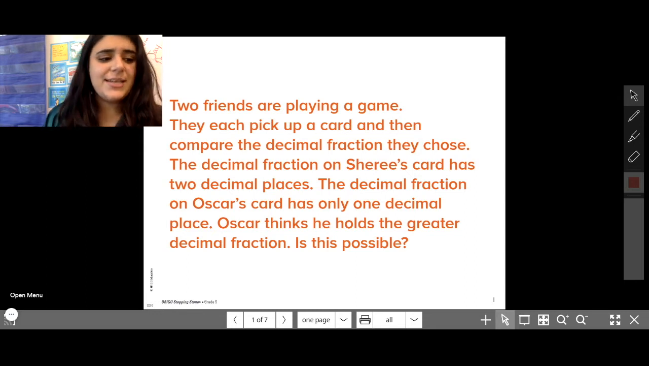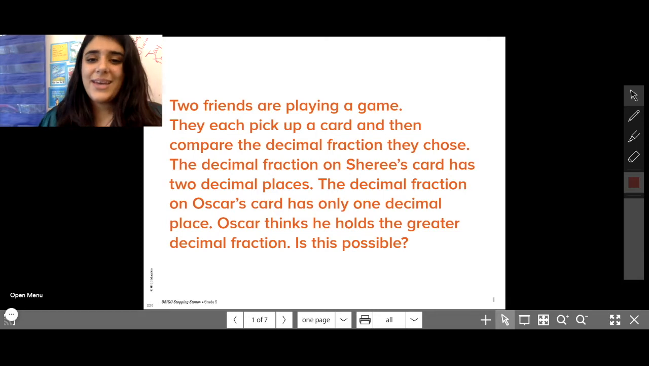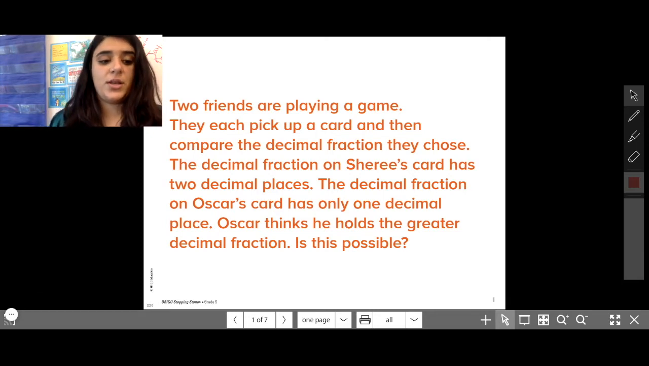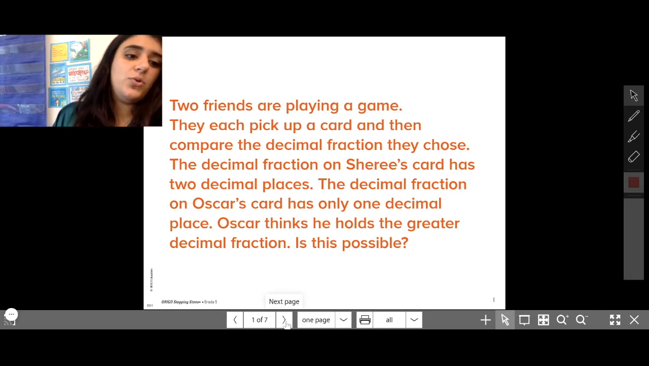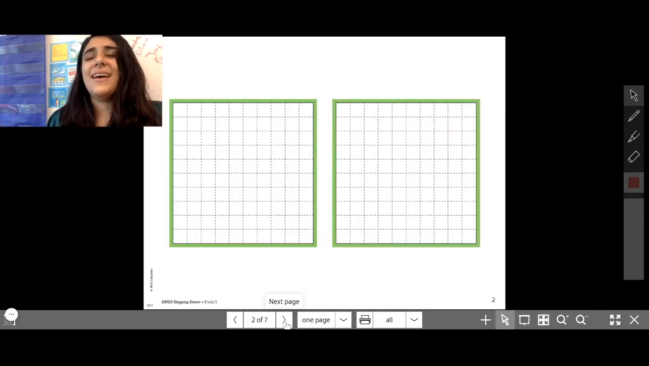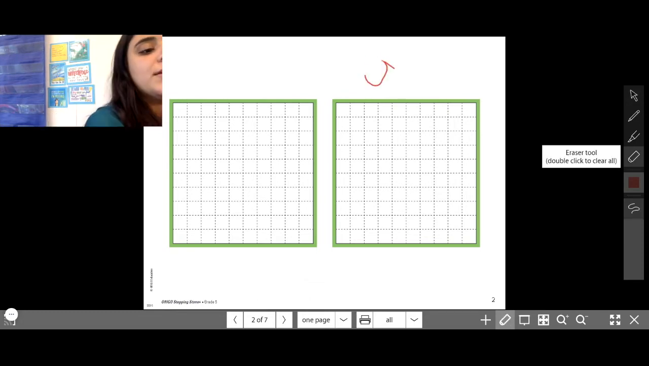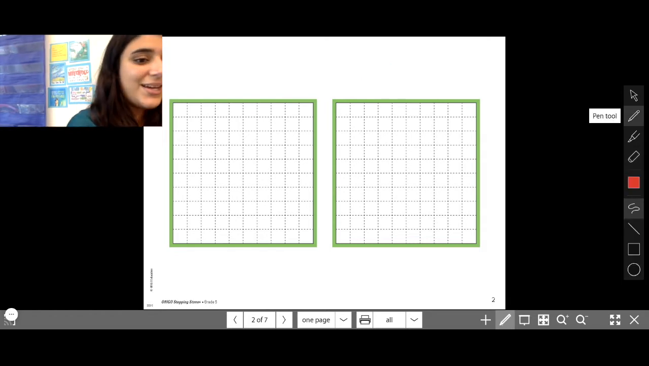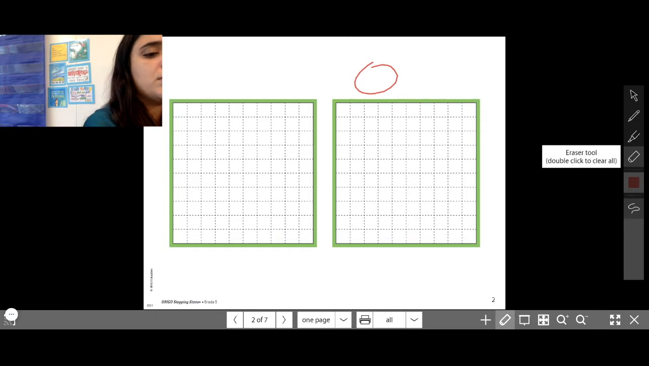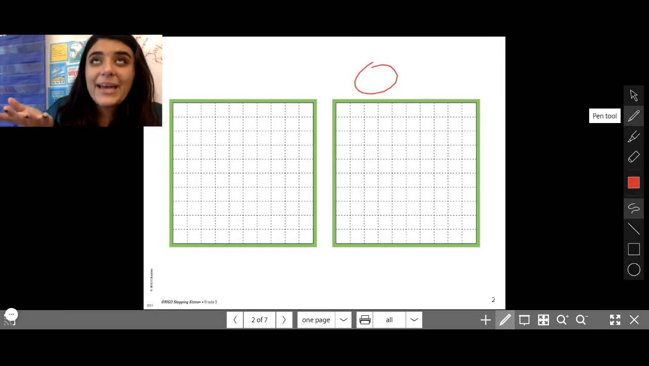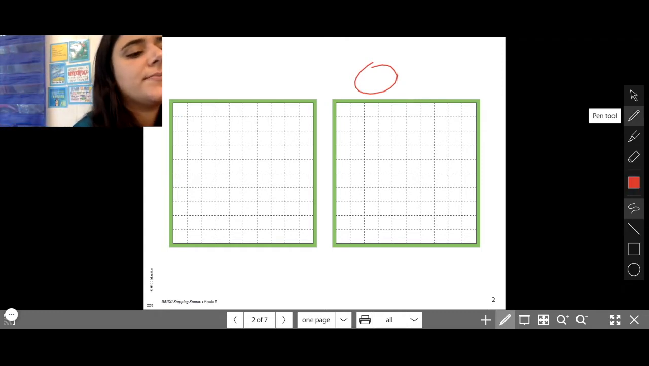So, what did you guys say? Do you think that it's possible? Well, let's keep going. Let's go ahead and try it out, right? So if somebody has 2 decimal places on their card, then they have something that goes to the 100th place, right? The 100th place. So let's say, for discussion's sake, we have on the first card 0 and 39 hundredths.